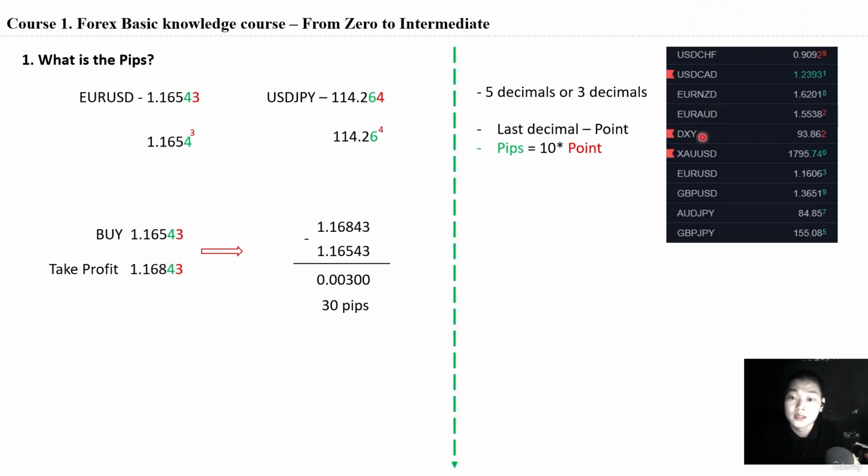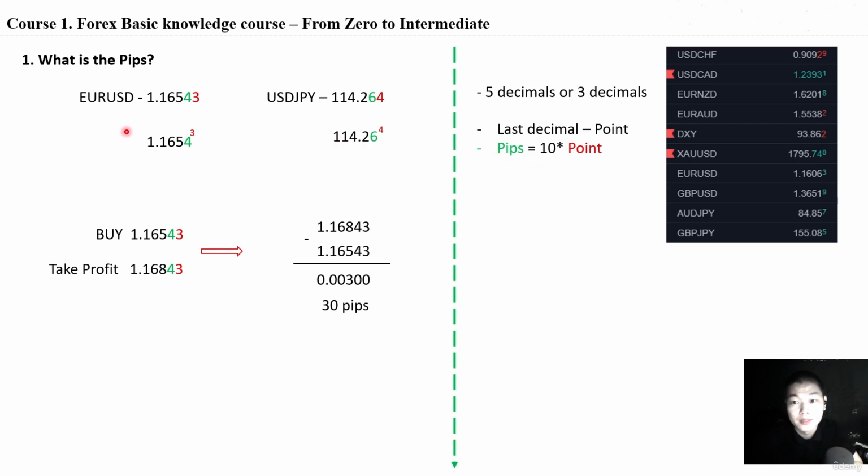And in case your main currency is JPY, in this case the exchange rate will have 3 decimals beside the 0, beside the number. And you can see here is the exchange rate. The last number, the red number, is a point. And the next one, the green number, is a pip. It means that a pip equals 10 points.